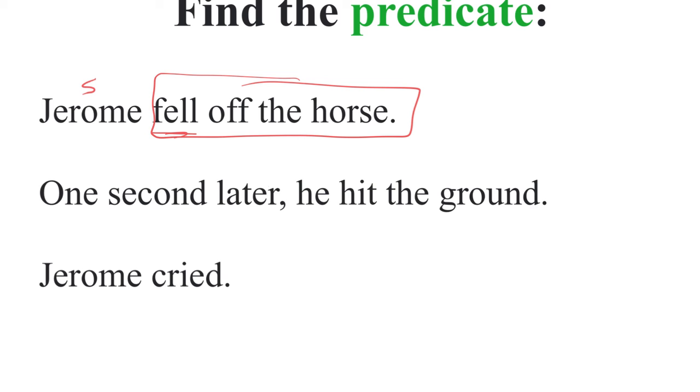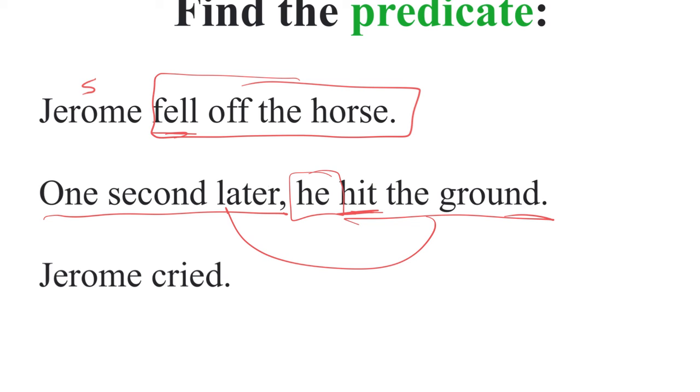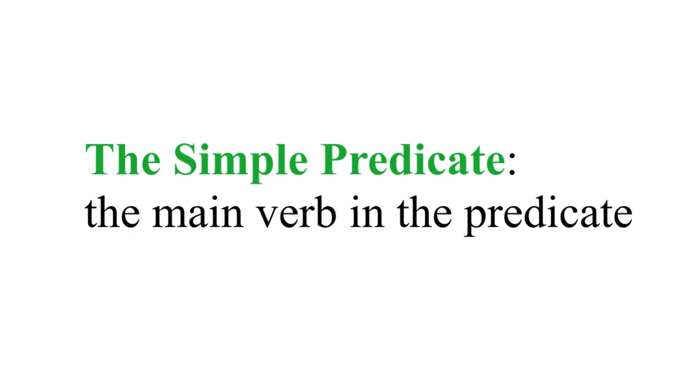One second later, he hit the ground. Here's our main verb, our simple subject. So the predicate is everything else. Jerome cried. Here's our subject. There's our verb. That's all there is this time, so that's the predicate. So the predicate is everything other than the subject.